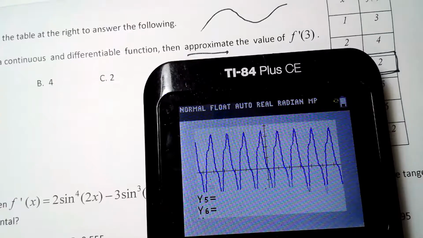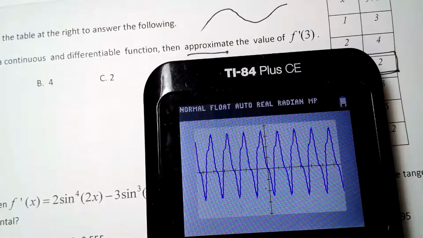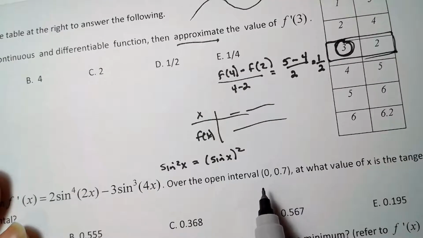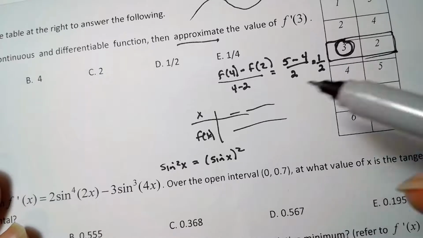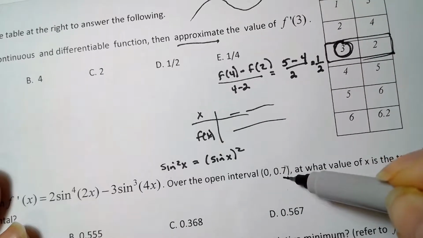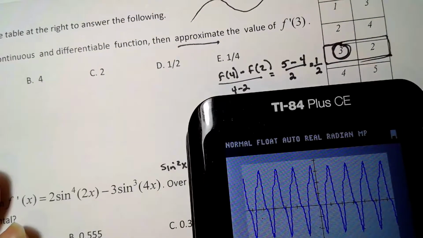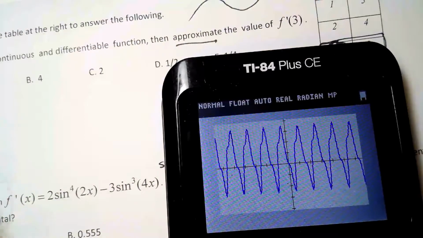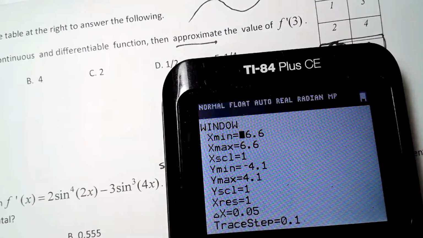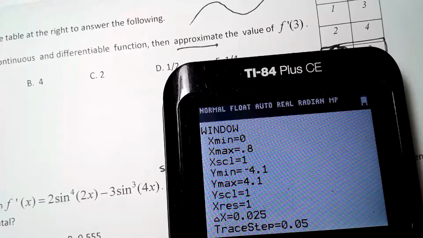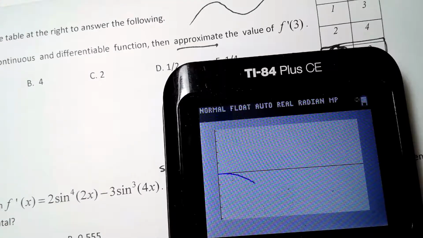And when you graph it, you're going to get this graph here. Now, I want you to be really careful because the interval they're giving you is from 0 to 0.7, and neither one of those endpoints is inclusive, right? If they were inclusive, you'd have square brackets, but they're not. They're rounded brackets. So let me change my window, say from 0 to 0.8 in the x direction, and hit the graph key and see what happens.